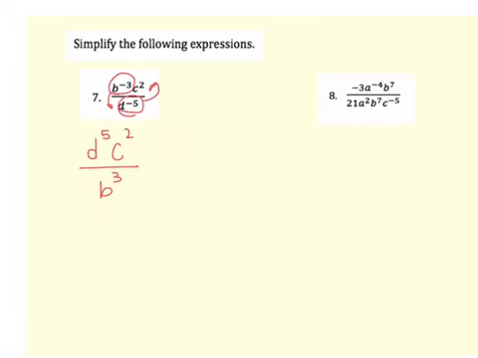So I'm going to look: there's no coefficients to deal with. Each base only appears once. There's no negatives and no parentheses. So my answer is that, and I am done.